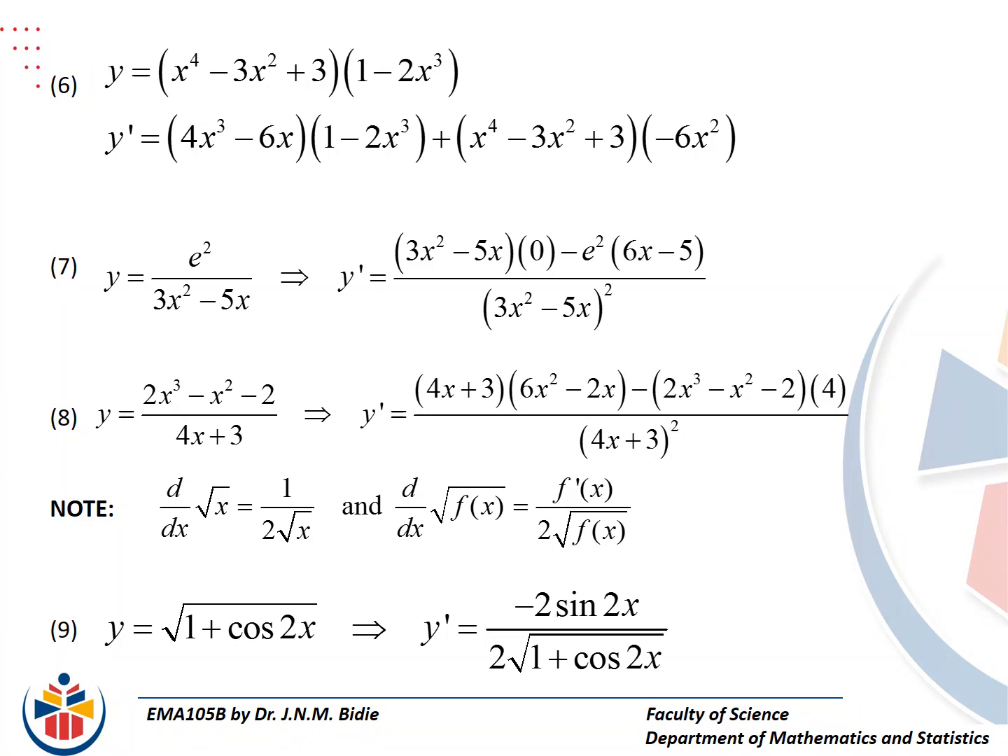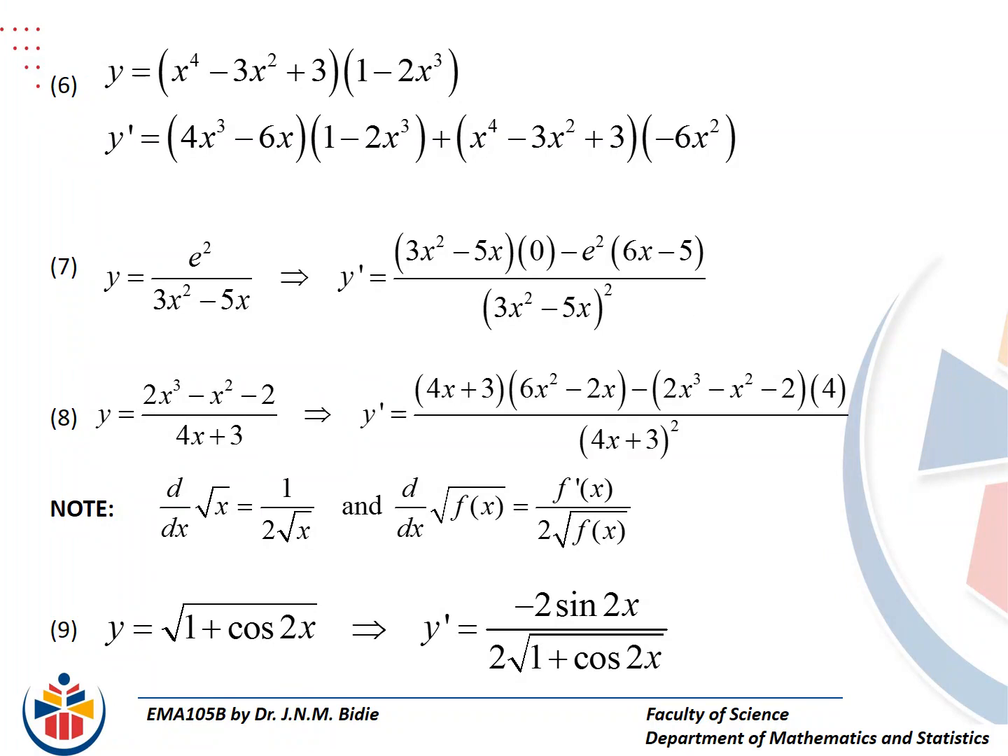Note, 1 plus cos 2x is a function of x, so we need to know the derivative of that function. The derivative of 1 is 0. The derivative of cos is minus sine, and the derivative of 2x is 2. Hence, we have minus 2 sine 2x in our numerator, which represents f prime of x.